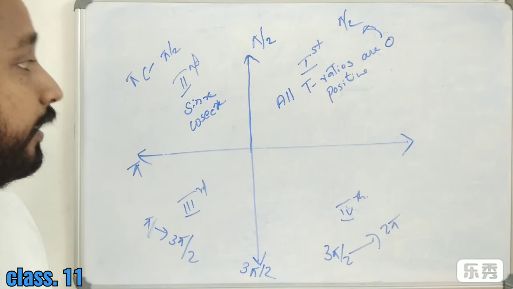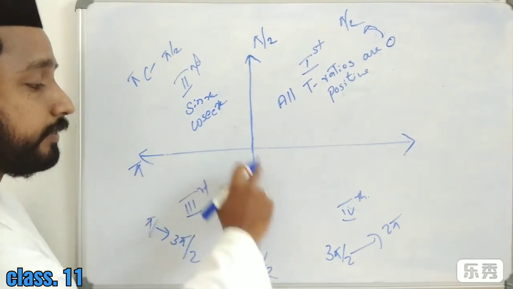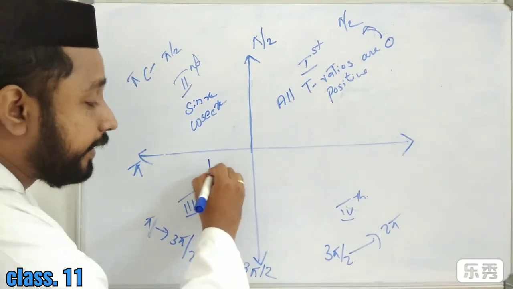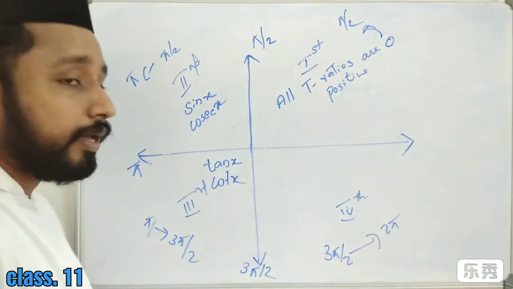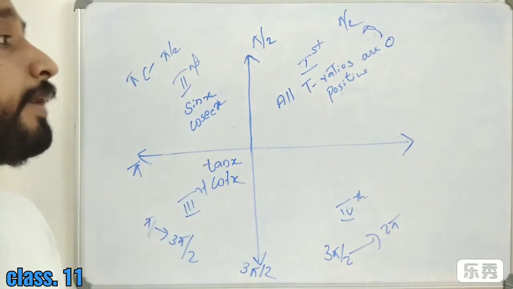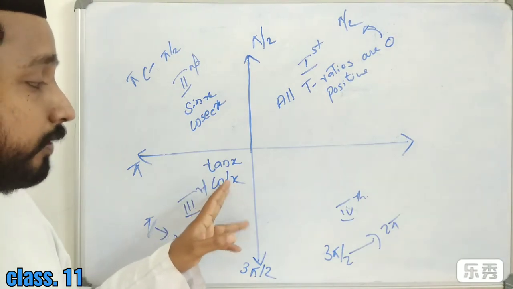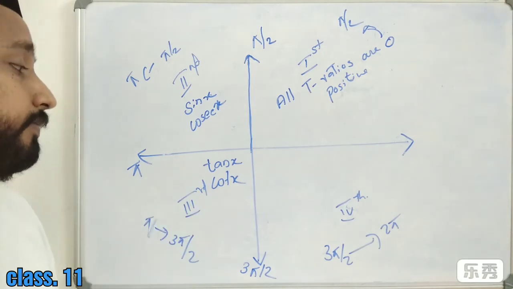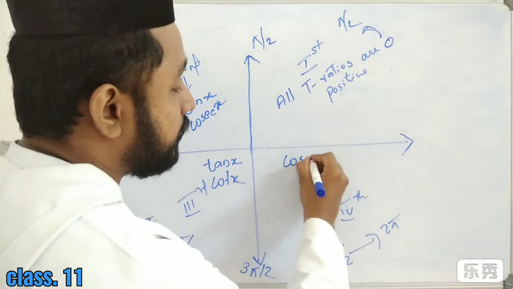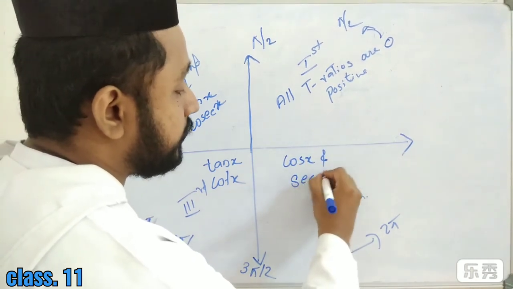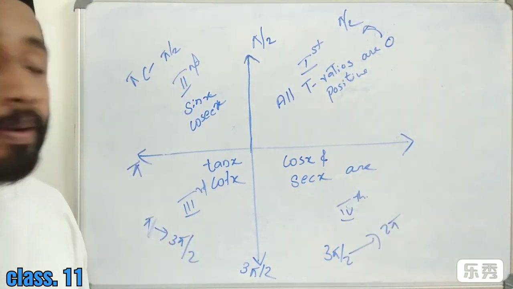Rest of all ratios are negative. In third quadrant, both are negative. This is negative, this is negative. So here tan x and cot x both are positive. The rest of all ratios are negative. Other trigonometric ratios are negative. Then in fourth quadrant, cos x and sec x are positive. Rest of all trigonometric ratios are negative.